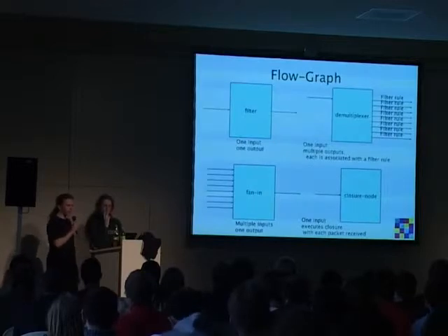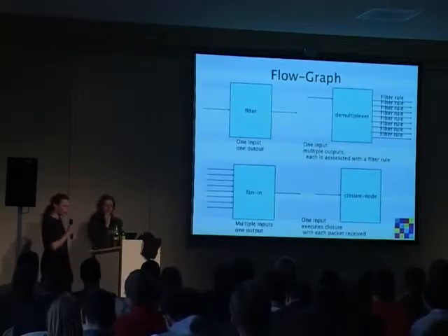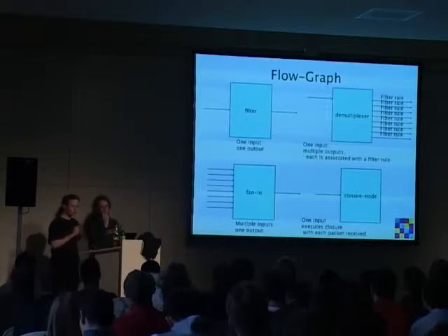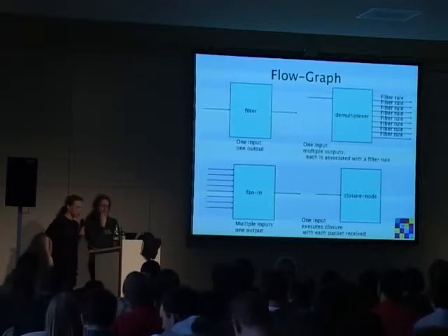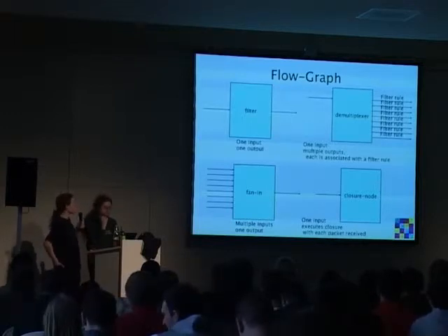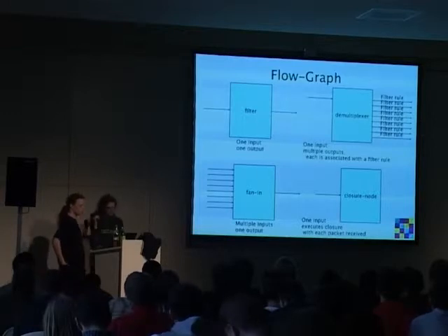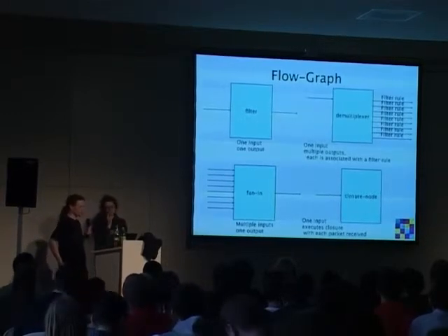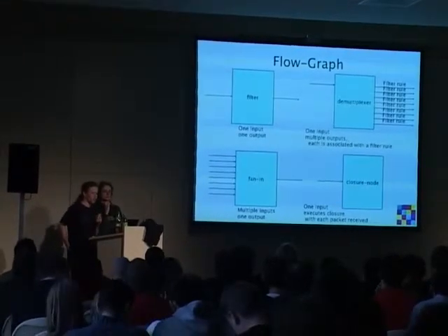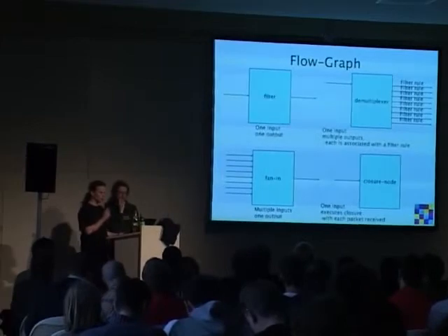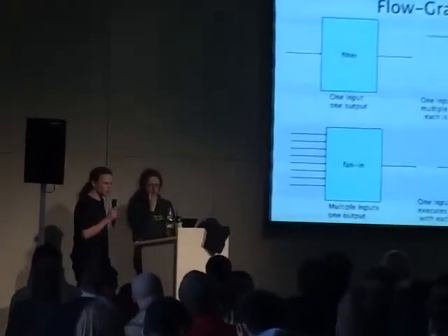Okay. The next thing we came up with was the flow graph, the flow framework. So we have modules like a filter, which has one input and one output, or a demultiplexer. A demultiplexer has one input and multiple outputs, and each output is associated with a filter rule. So if you have a demultiplexer, you can insert a filter rule and you get an output where the packets which match the filter rule will come out.